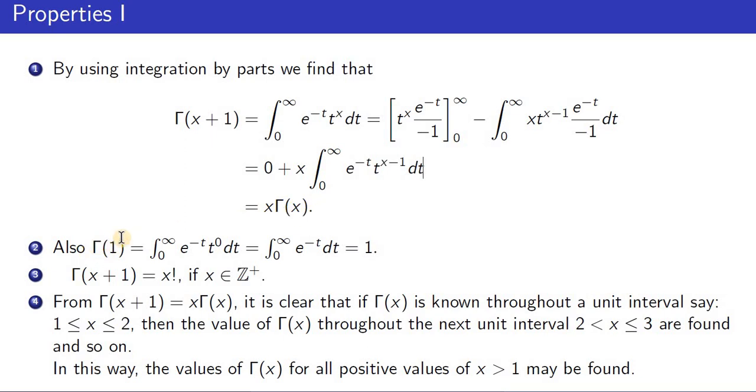Also, if you take gamma of 1, it is nothing but the integral from 0 to infinity of e power minus t into t power 1 minus 1, that is t power 0, dt.